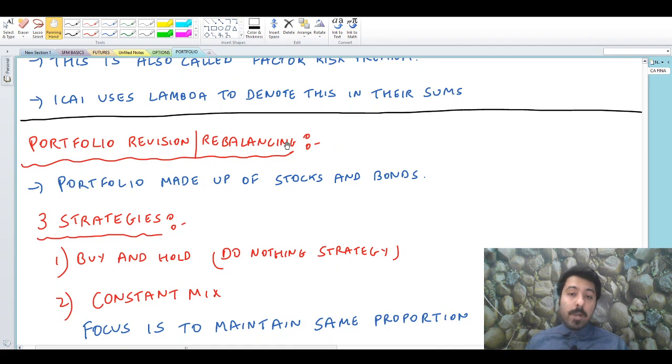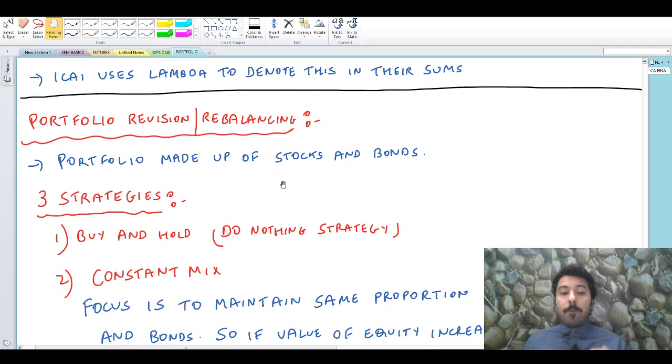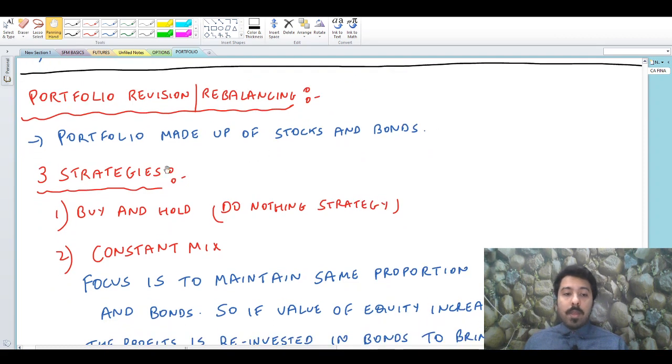Okay, so we have completed 3 topics. Now we have the 4th topic, portfolio revision or rebalancing. See, in this we assume that the portfolio is made up of stocks and bonds.